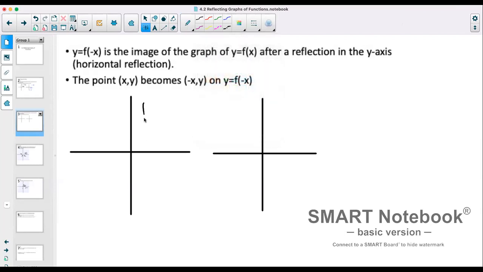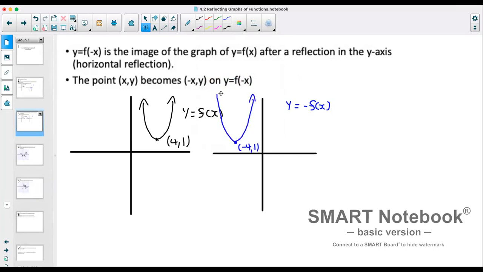Okay, so let's say that we still have y equals f of x having a vertex at (4, 1). If we have the graph of y equals f of negative x, the y value stays the same, but the x changes sign. So we'd be over here at (-4, 1). So as you can see, it's being reflected over our y-axis.